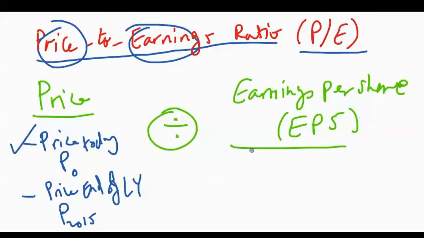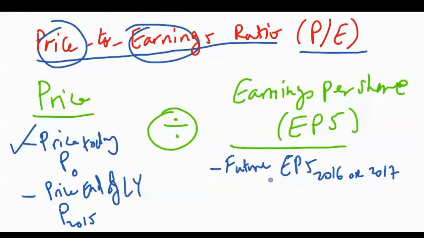So in terms of EPS, earnings per share, we can use different types of prices, but how about earnings? We can also use different types of earnings. For example, we could use the future EPS of the stock, let's say for the year 2016, assuming that 2016 is yet to take place, or let's say we use the EPS of 2017. These are all future expectations. Why? Because investors usually buy the stock for the future earning power of the stock.